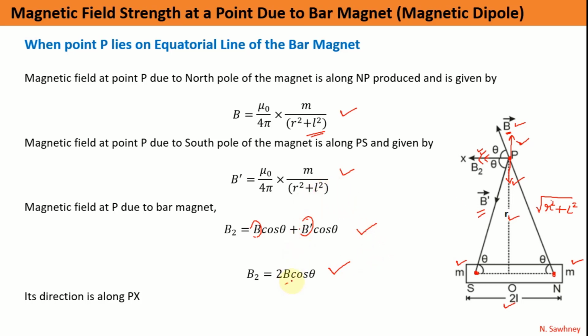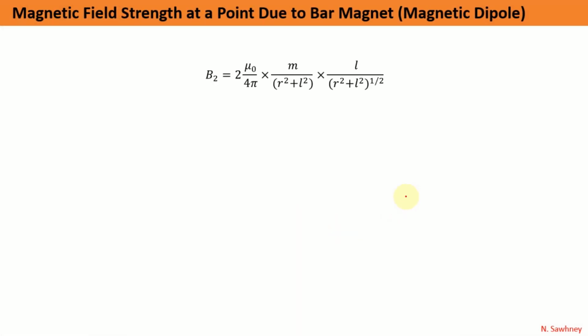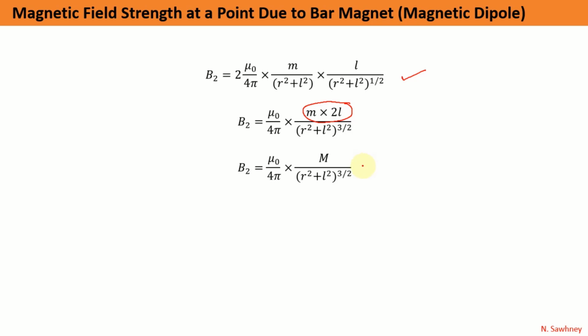Now let us put down the value of B from above, either from here or from B dash equation, both are same. Putting down the values, we will obtain this expression. Rearranging the terms, we will obtain m into 2L in the numerator, and it can be rewritten as capital M, that is magnetic dipole moment. Again, we can consider that the magnet is of short length and we can neglect L square from the denominator as compared to the distance of point P, which is R square. So we will be left with this expression, that is mu naught upon 4 pi into M upon R cube.